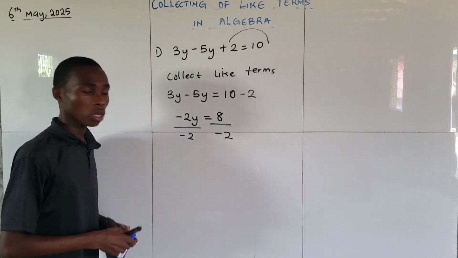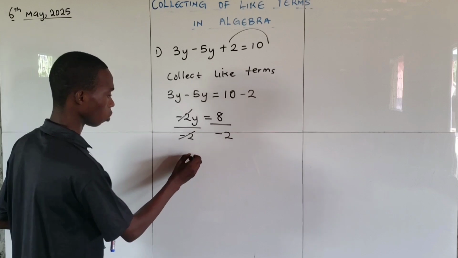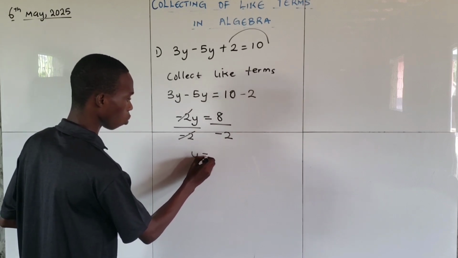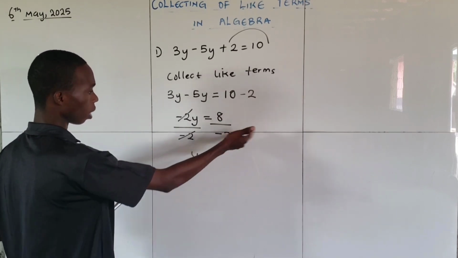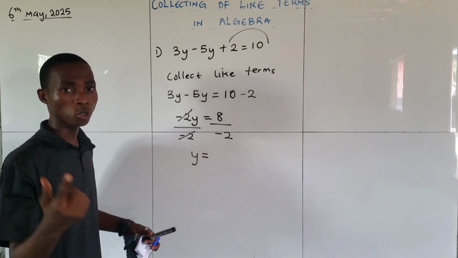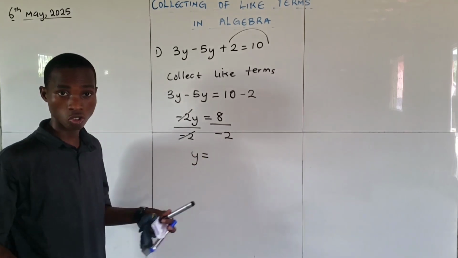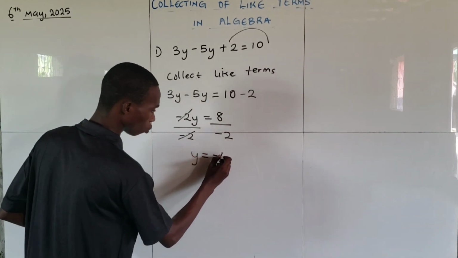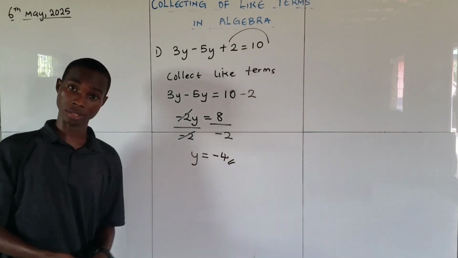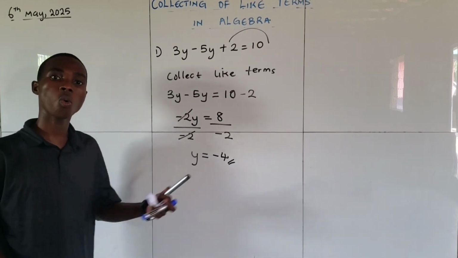So now, I can cancel this -2. We are left with just y. So our answer is what? y equal to 8 divided by -2. This will give us 4. But we are not going to put just 4 because we are seeing a minus sign here. So it's -4. So we are putting what? -4. This is our answer. Now let me give you more examples so that you will know what I'm talking about.